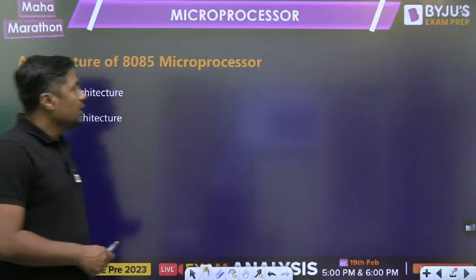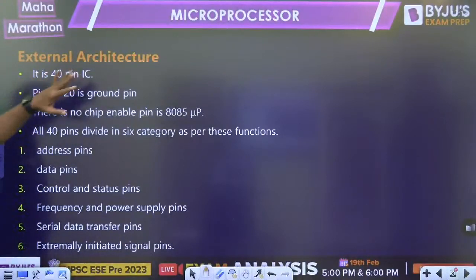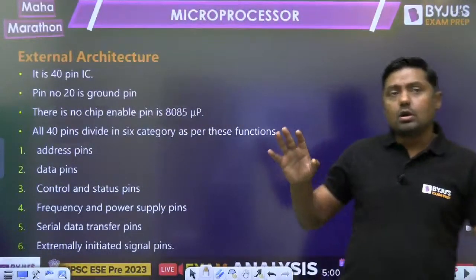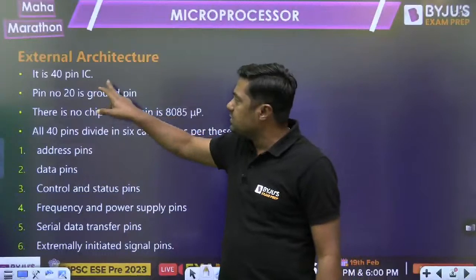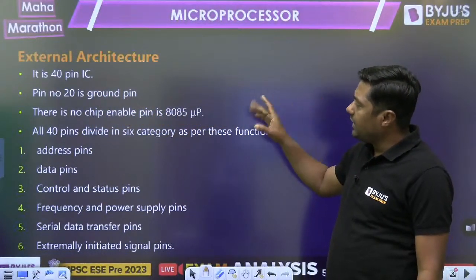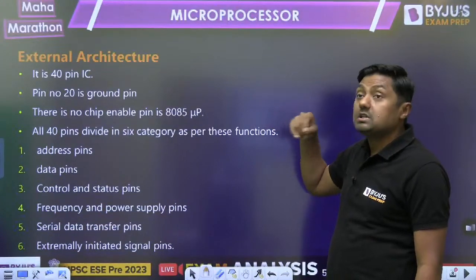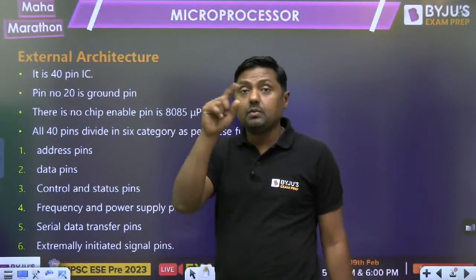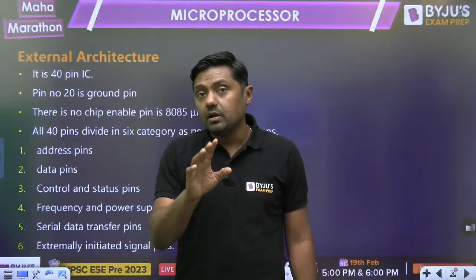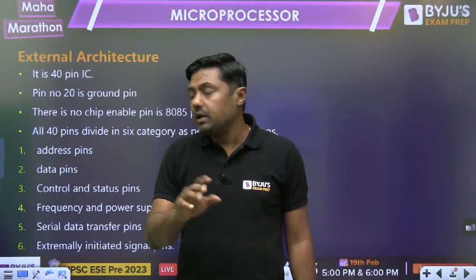Okay then. Now, my dear friends, external architecture, very, very fast. It is a 40-pin IC, integrated chip, right? Pin number 20 is the ground pin, but they will not ask this type of question; they will simply ask the number of pins: 40 pins. There is no chip enable pin in the 8085 microprocessor. In a chip we usually have one enable pin, like in a decoder we have an enable pin, but there is no enable pin in this.